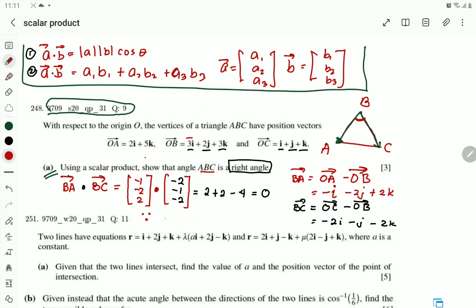Since BA dot BC is equal to 0, therefore angle ABC is 90 degrees.